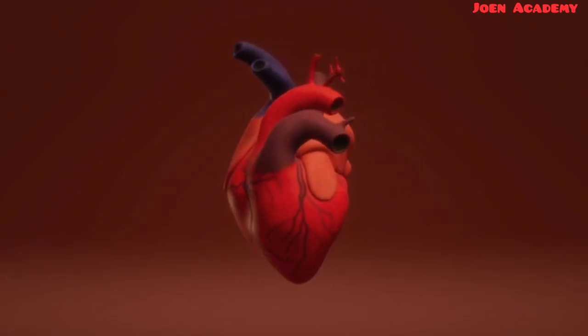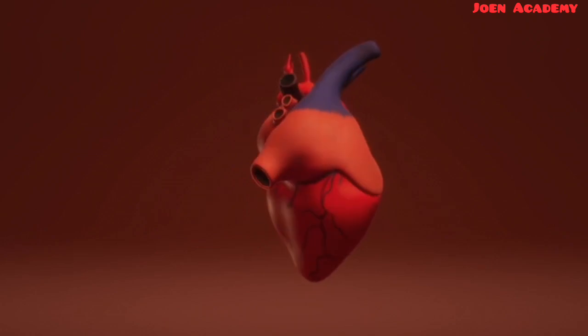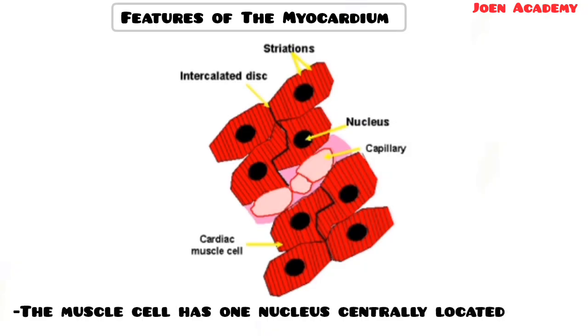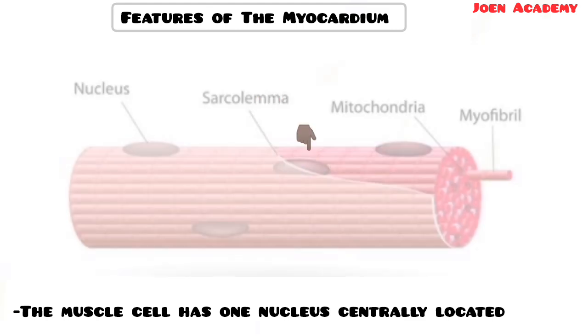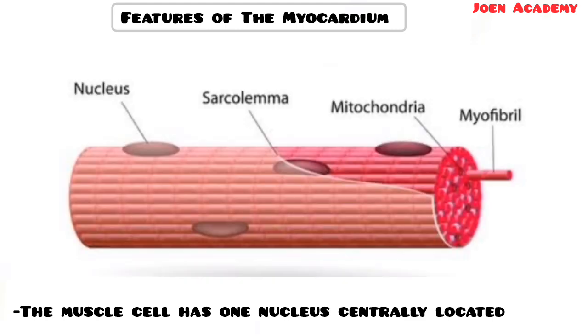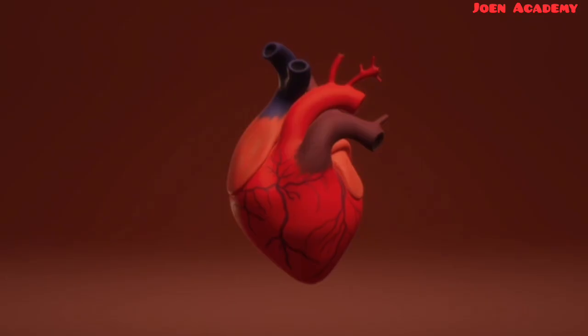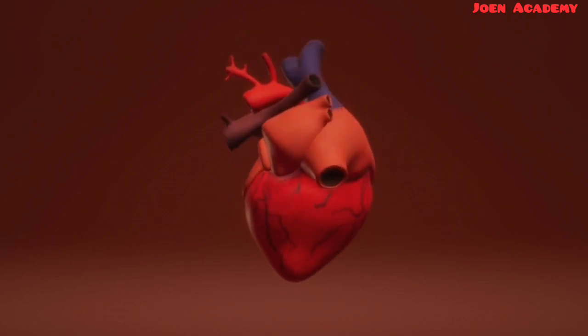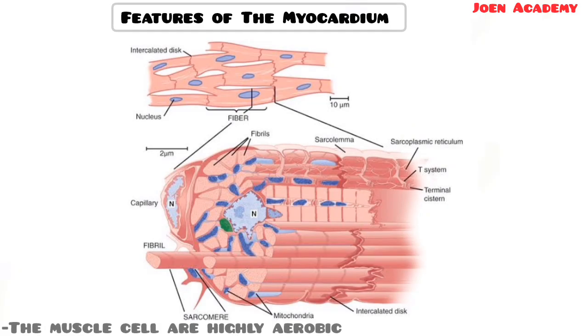Another special feature that is peculiar to the cardiac muscle is that the muscle cells have one nucleus that is oval in shape and found in the center, unlike the skeletal muscle that has more than one nucleus located on the periphery of the muscle cell. The cardiac muscle cells also exhibit aerobic metabolic activity due to the presence of large numbers of mitochondria that are found crowded between the myofibrils.